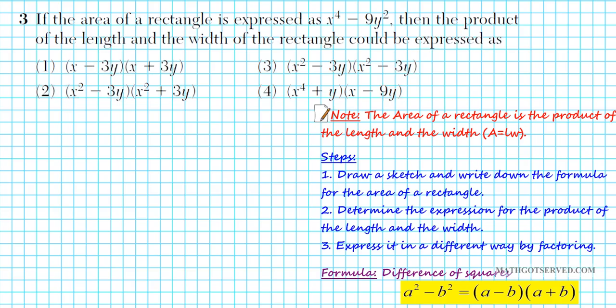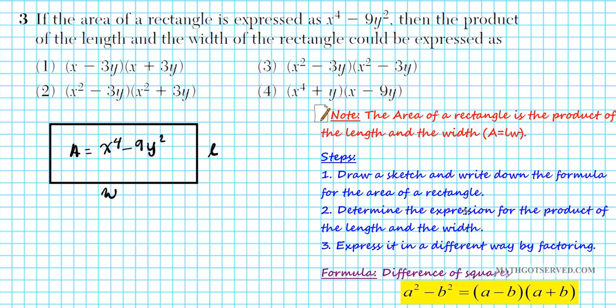All right, so let's go ahead and get started. Let's go ahead and sketch our rectangle. We have this rectangle right here. So let's call this our length, and this is our width, okay? And then the interior, that is the area, all right? That's the area right there. In this problem, we know that the area is x to the 4th minus 9y squared. Now, what's the formula for area? Area is equal to length times width, all right?